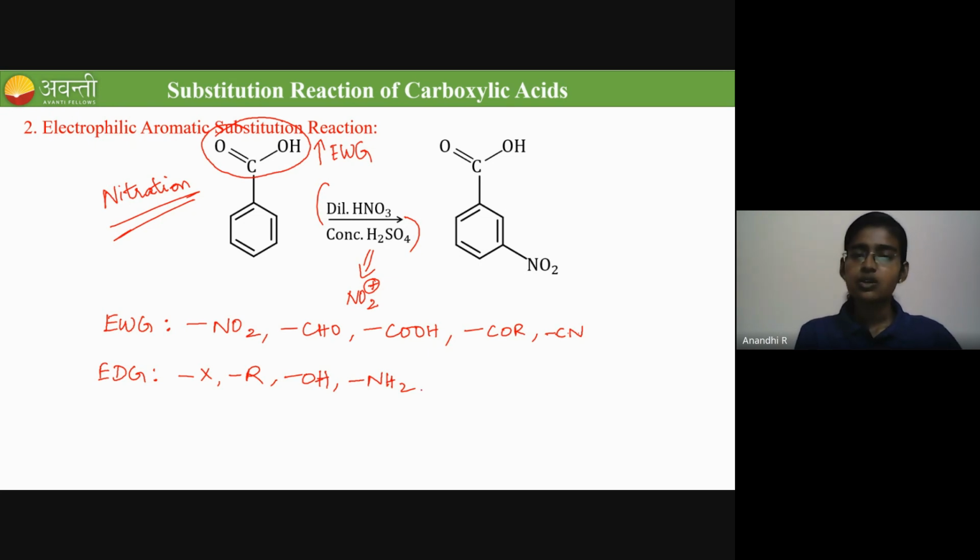Got it? So all these OR, you can take OR. OR is alkoxy, OCH3, OC2H5. So alkoxy groups, all these are electron donating groups. Got it, Bhaskar? And in the electron withdrawing list, you can add amides also, that is CONH2. Okay. Yes, that's great. So just take down this list. Thank you so much for that.